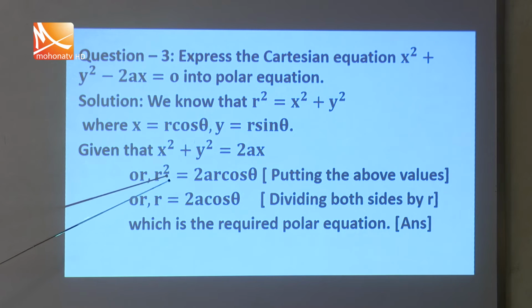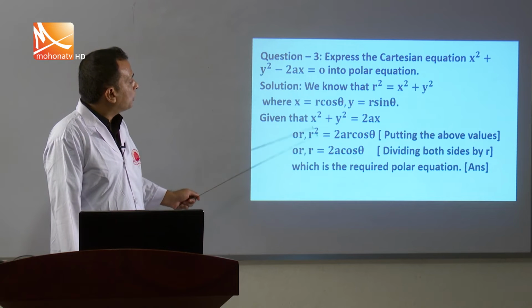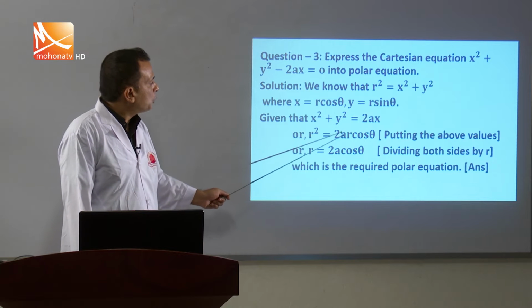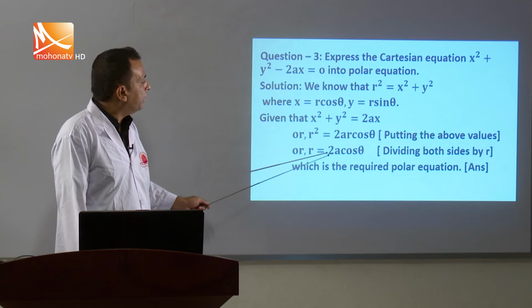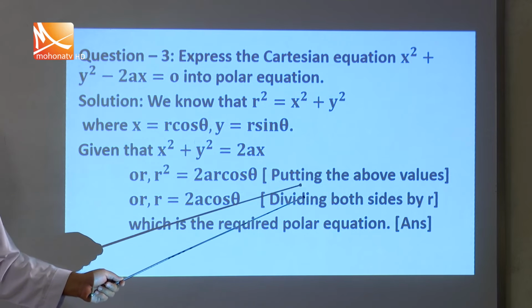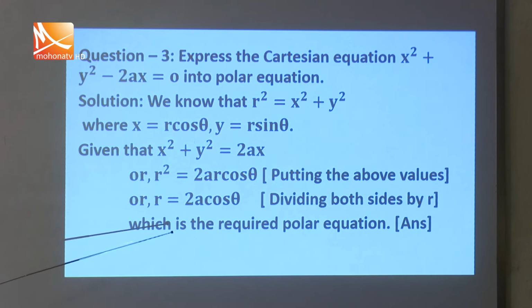If we divide both sides by r, then we get r is equal to... if we divide r square by r, this is r. If we divide 2a r cos theta by r, then we will get 2a cos theta. That's why we have written within the third bracket, dividing both sides by r, which is the required polar equation. This is the answer.